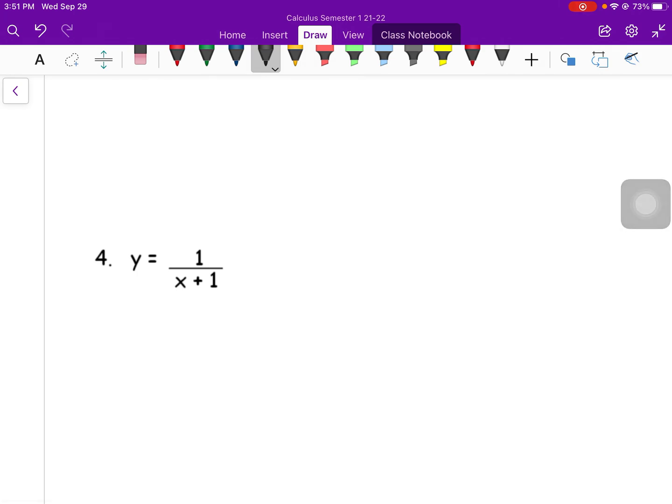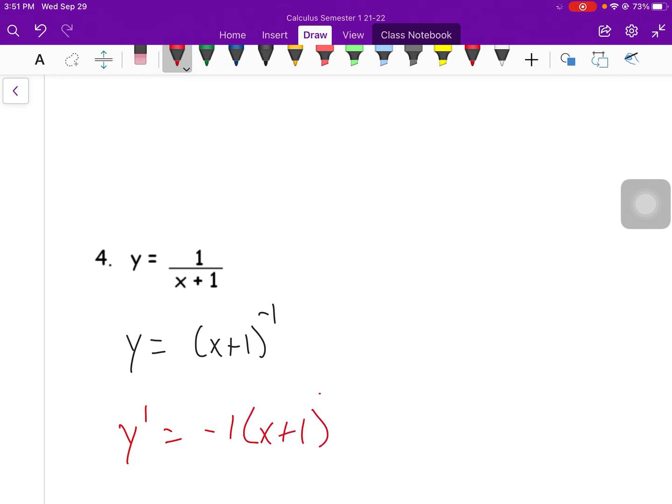For number 4, we could do this with the quotient rule, but let's do it with the chain rule this time instead. So I'm going to rewrite this as that. The outside piece is that exponent. So I bring the exponent out front, keep what's inside the parentheses, and then I subtract 1 from that exponent. Times, I need to take the derivative of that x plus 1.